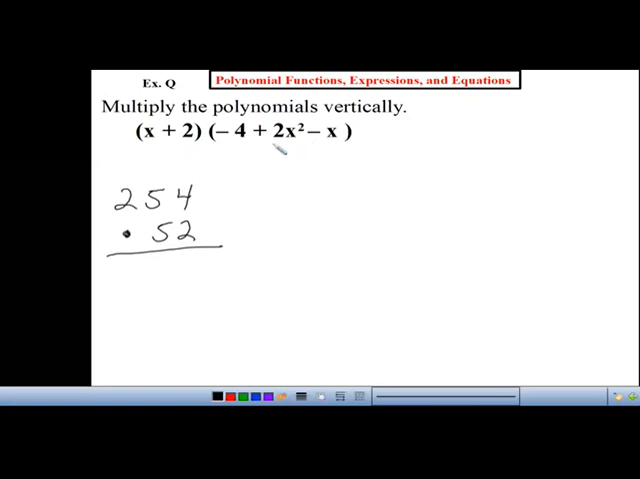How about this one? Let's find out. This is 0 degree, this is 2 degrees, and this is 1 degree. It's not in standard form, so I'm going to rewrite that. Which one goes first? 2x squared. What is next? Negative x. And last, minus 4. All right, now that I have this in standard form, I'm going to bring this over. x plus 2.